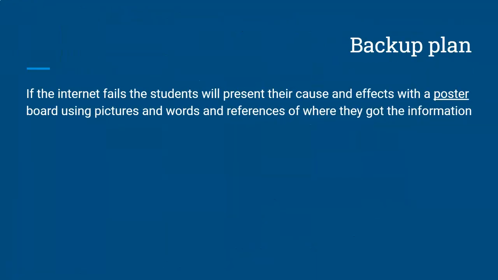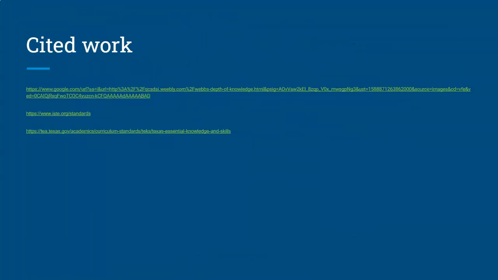So as a backup plan, if the internet fails, or the towers don't work, no internet, no Wi-Fi, nothing like that, these students will present their cause and effects with a poster board. Now I think the poster board is probably the easiest way to do a presentation, but the presentation will have words and references of how they got their information, so I know they're not making stuff up. And this is my cited work.